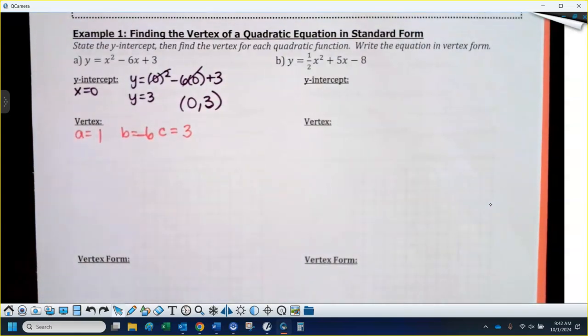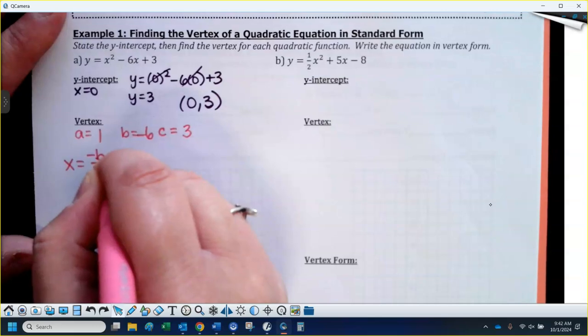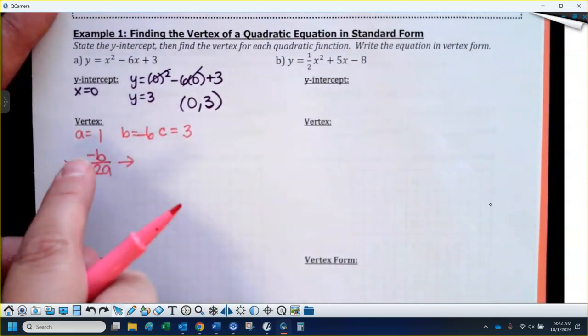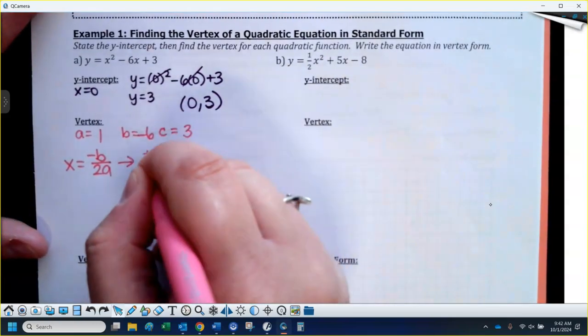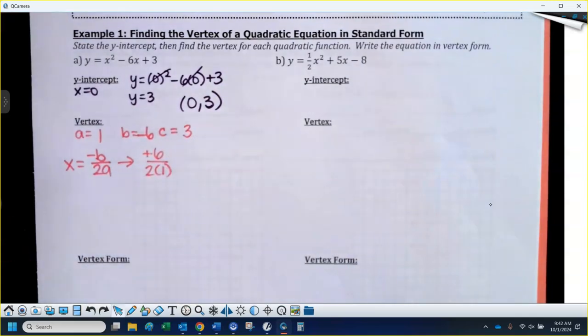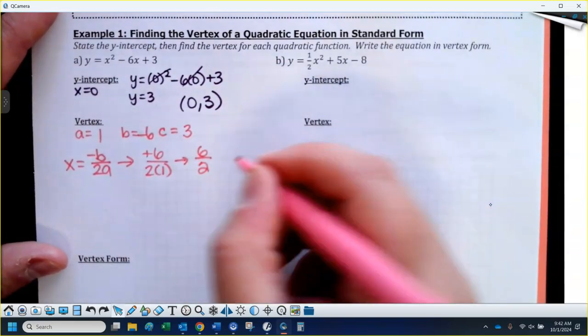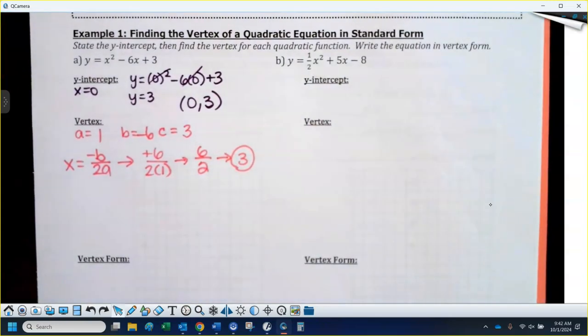Now, because your b value is negative, the x-coordinate, negative b over 2a, is the opposite of b. Since the b value is negative 6, we take the opposite of that, so it would be positive 6 over 2a. So positive 6 over 2 times 1. This would just give me 6 over 2, right? Which would give me 3. So the x-coordinate of the vertex is 3.